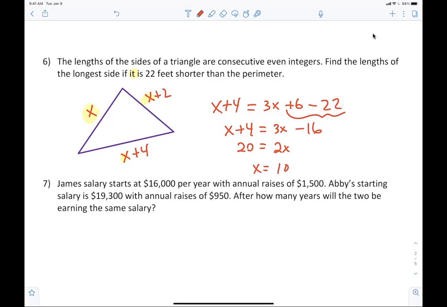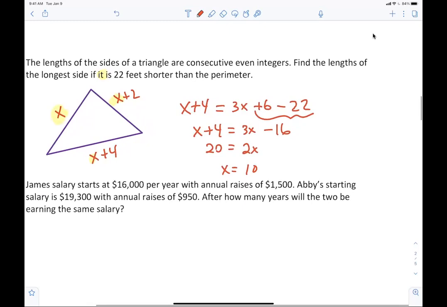All right, I'm pretty happy with that. Find the length of the longest side. So what's the length of the longest side? 14 is the answer. All right, and put 14 feet. That's your answer.